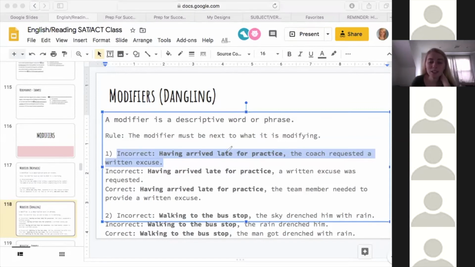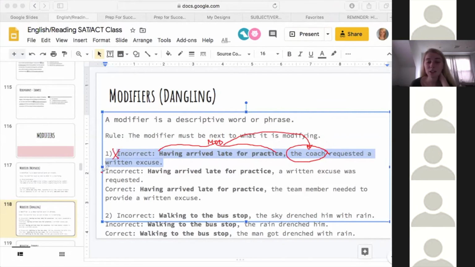So here, notice "Having arrived late for practice," that's my modifier. But who? Technically, the thing right after is what it's modifying. But in this sentence, this is saying the coach arrived late for practice. Therefore, the coach required a written excuse. However, we know that's not correct, hence why this is incorrect.